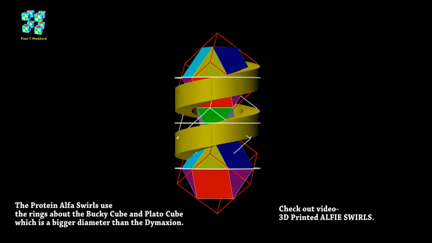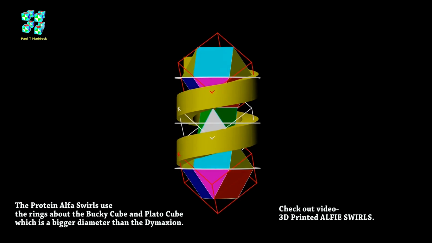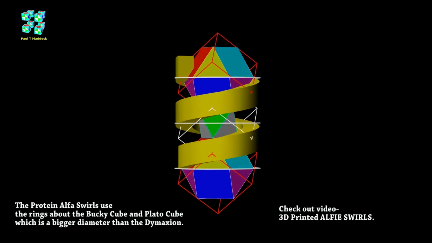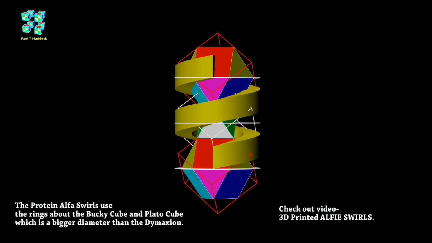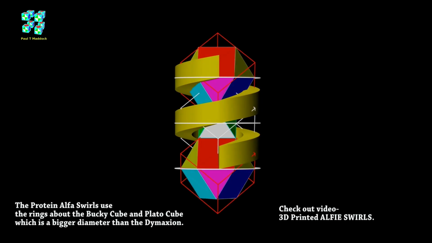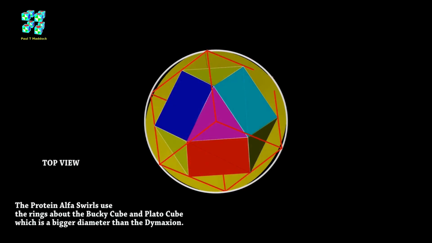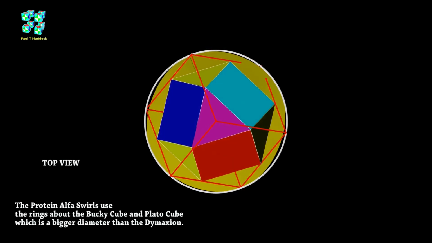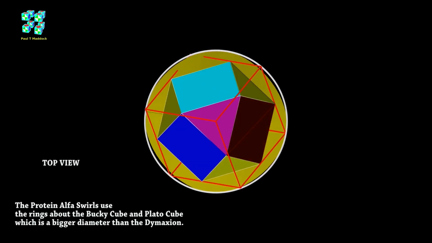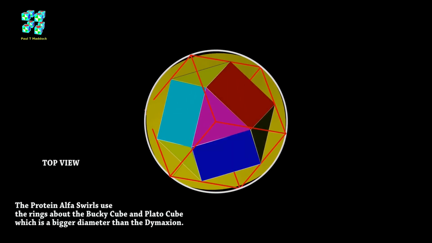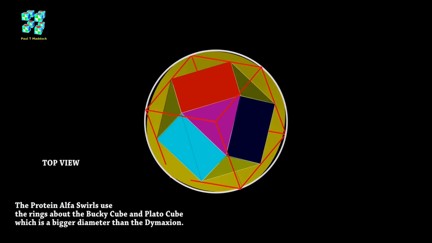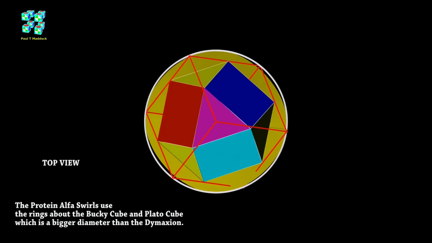And you can see that the length of the swirls depends on the length of strings of cubes. Okay, now I'm going to show you this in the top view, and you can see the difference in diameter between the cube outline and the Dymaxion outline. You can see the greater diameter.